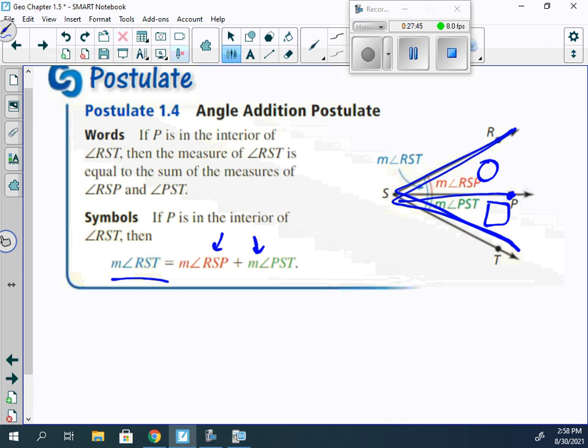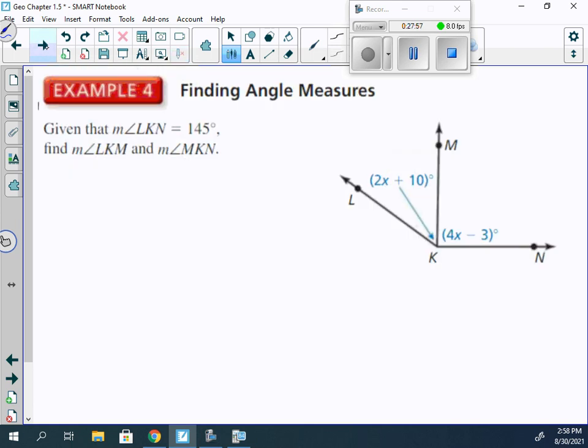Just like the line addition postulate, if I have a line and a point in the middle, it's two segments added together to give me the whole. So unlike with our line segment addition postulate, where we started out with just numbers, let's look at this here. They told us that angle LKN, well, LKN is the whole angle, isn't it? What is it? 145. Now they told us LKM is 2x plus 10, and angle MKN is 4x minus 3.